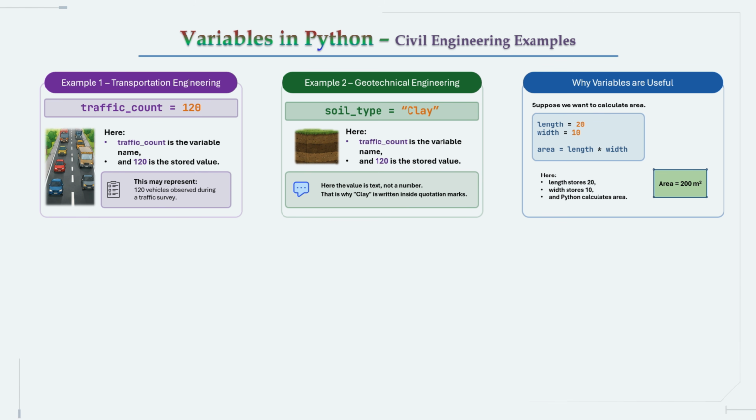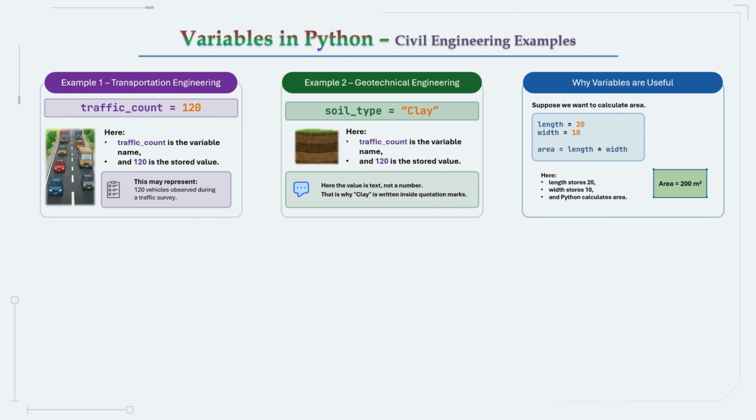So in this code, Python already knows length contains 20 and width contains 10. So Python performs 20 into 10. The result becomes 200. Therefore, the variable area stores the value 200. So finally, area equal to 200 square meter.